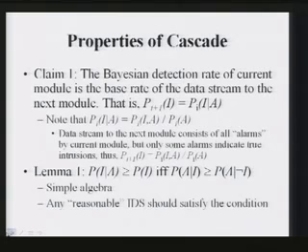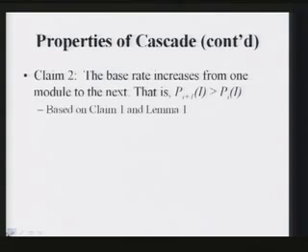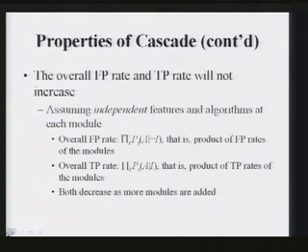So just combining these two results, then you can show that the base rate actually would increase from one layer to the next. Just plug in claim one and lemma one. So that's a nice property. It means that in a cascade, you can build it out so that the base rate keeps improving.